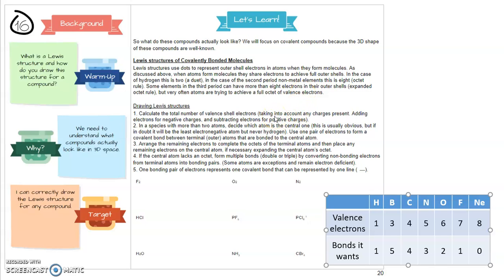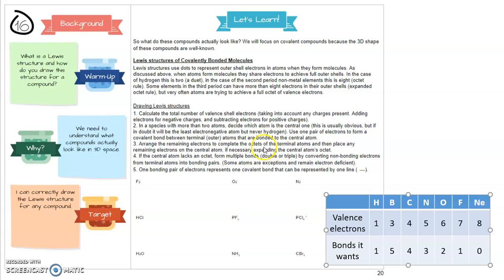Here are the steps that we're going to take, and we're going to practice this, but first we're going to talk about it. You calculate the total number of valence shell electrons, taking into account any charges. Now it's kind of opposite. If you see a negative charge, you actually add them because we're counting electrons, so negative means it has more electrons. Subtract if it's positive. Then in step 2, you decide what atom goes in the middle. We call it the central atom. Generally it's the one that there's only one of that particular element. We'll practice that in a minute.